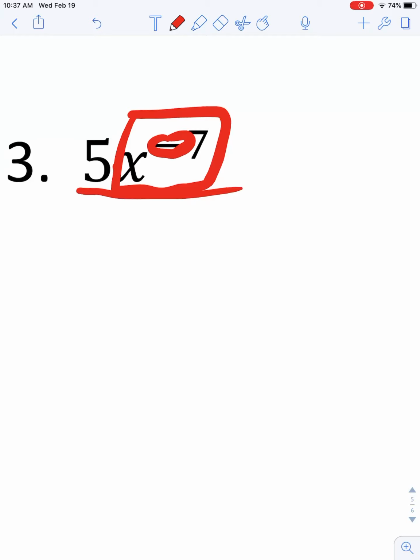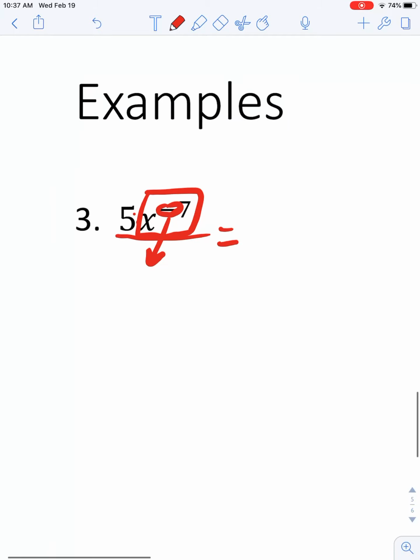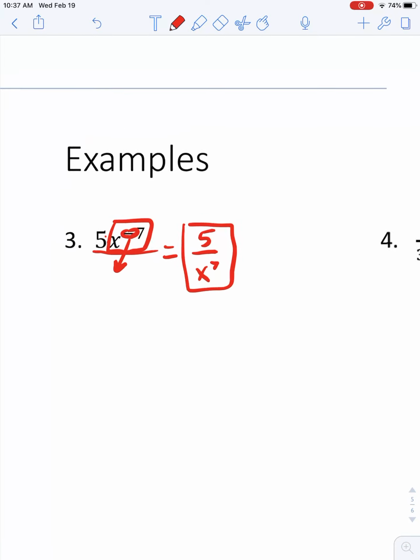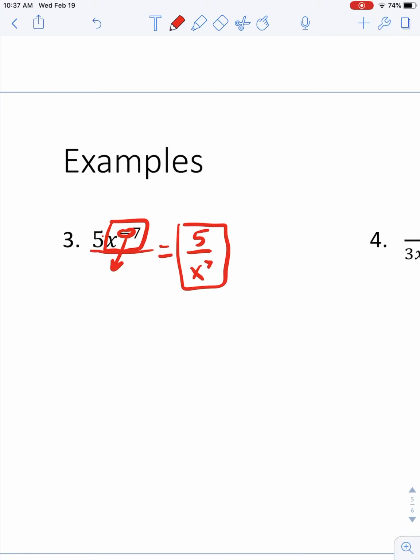That's on the wrong side of the fraction. That needs to move down. So the 5 gets to stay up top. The x to the 7th moves down. Now be careful. You notice I'm not writing x to the negative 7th down there. Once I've moved it, I don't need the negative symbol anymore. And this problem would be over. There's nothing more for me to do at this point.